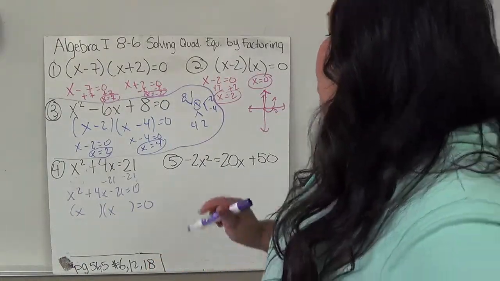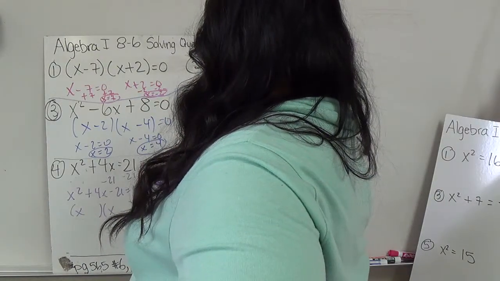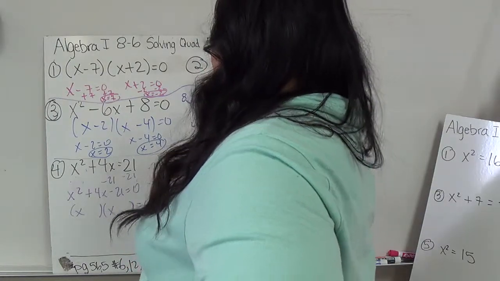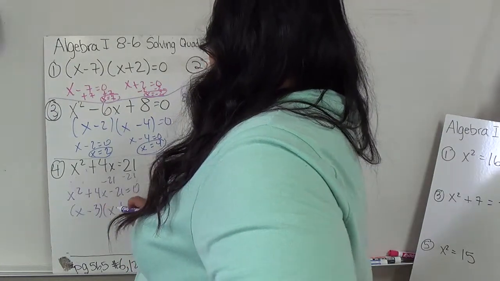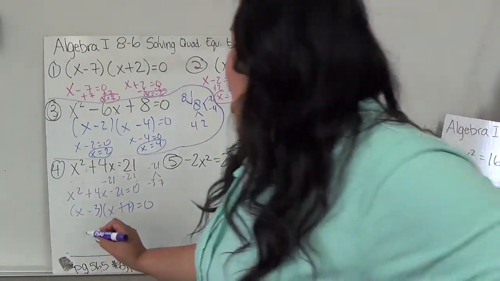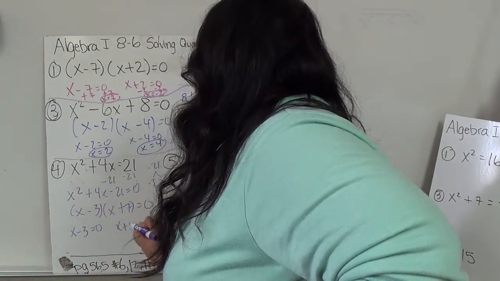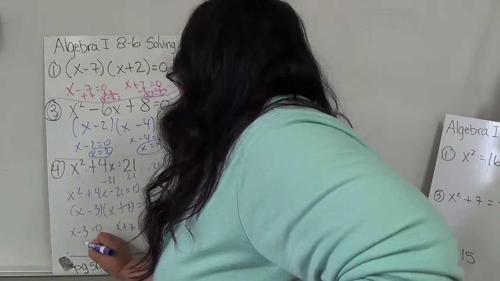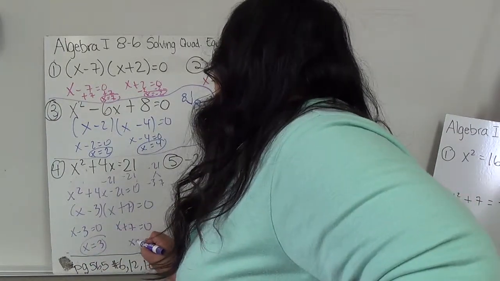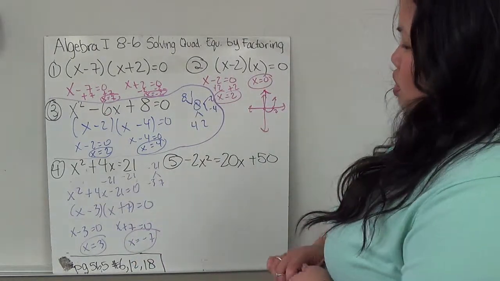So, let me think. Negative 21, we have negative 3 and 7, which gives us a positive 4. Perfect. Negative 3, positive 7. That's not my answer yet, okay? I have to make each bubble solve for 0. So I add 3 to both sides. x gives me 3. I minus 7. x equals negative 7. So those are my two answers.